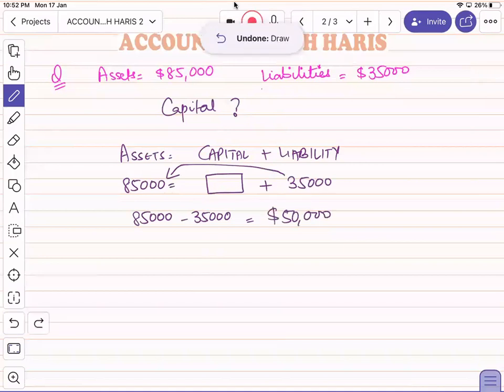And I told you as well, the amount of assets would be greatest as compared to both liabilities and capital. So using that logic as well, you can just subtract the amount of liabilities in order to arrive at capital. So your capital is $50,000. Now let's move on to our next slide.